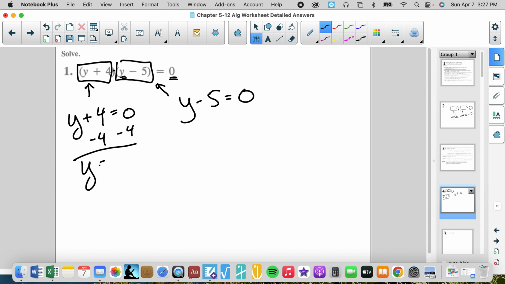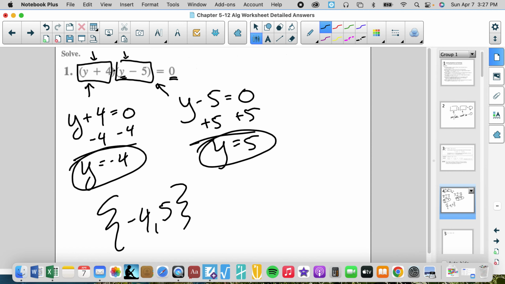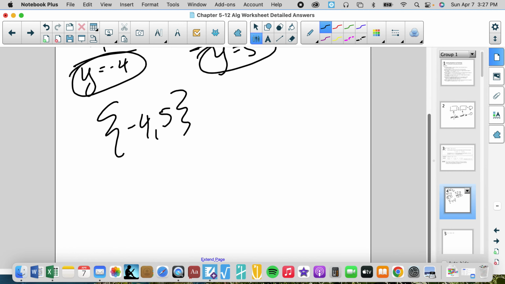We say, oh, hey, when y equals -4, that would make this box equal to 0. And when y equals 5, that would make this box equal to 0. So those are my two solutions. Those are my two solutions to make it equal to 0. Let's look and see with our checking.